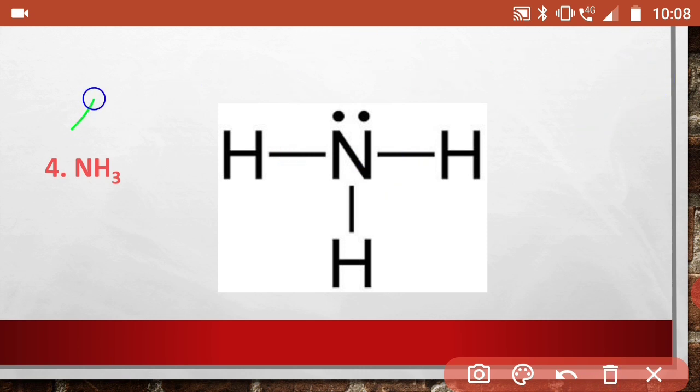And from that we can say in ammonia nitrogen has minus 3 charge or oxidation state and hydrogen has plus 1 oxidation state.